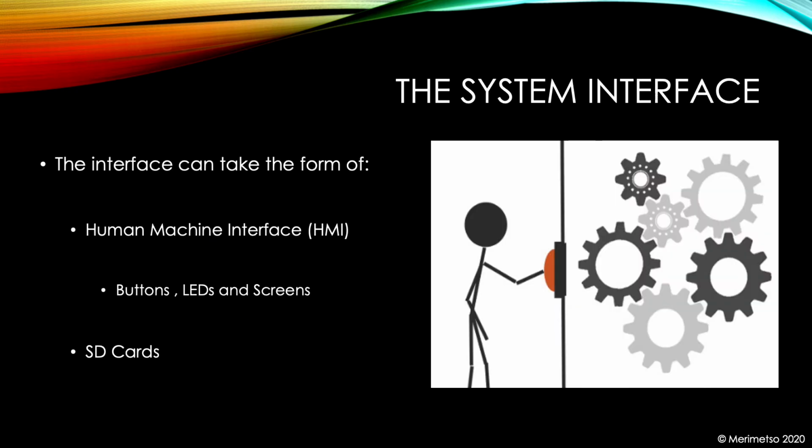The system interface, we're talking about things like human-machine interface, buttons, LEDs, sensors, screens. We're also talking about things like smart cards. Often these devices, embedded devices, IoT devices, use smart cards as a file system, and therefore intellectual property, i.e. the software, can be on those smart cards. And so all I need to do is to remove the smart card in order to access the system.